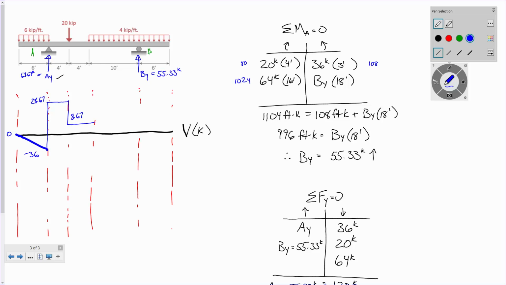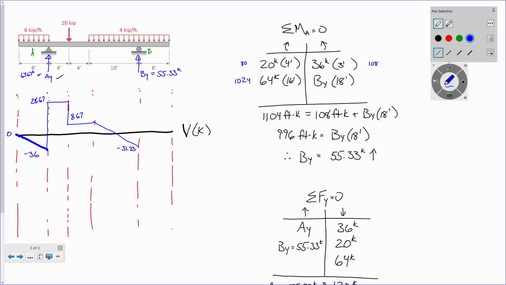So now it's smooth sailing. And then now we hit a distributed load, right? So I go down 4 kips per foot. I'm ultimately going to go down for 10 feet, so 4 times 10 is 40, right? So if I'm at 8.67 and I go down 40, what's that going to put me at? Maybe somewhere like that. That's supposed to be a straight line.